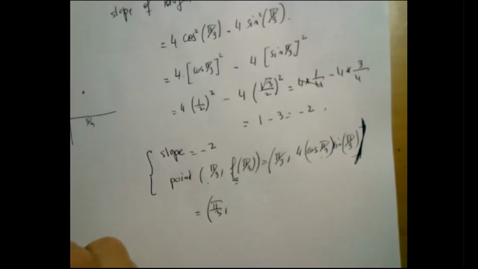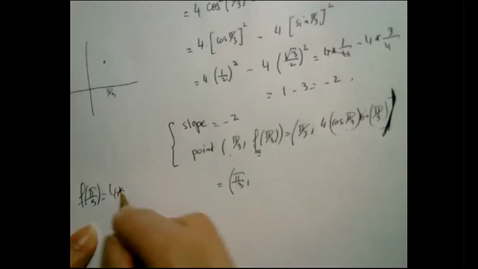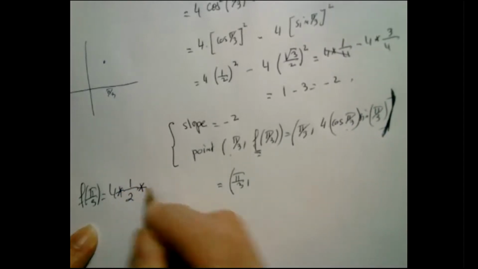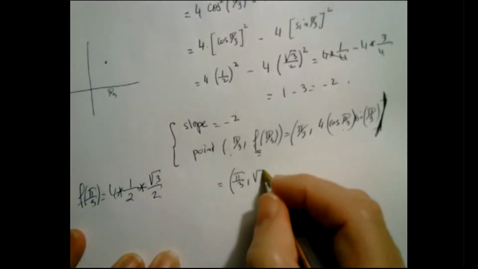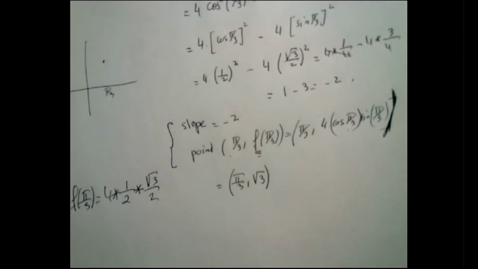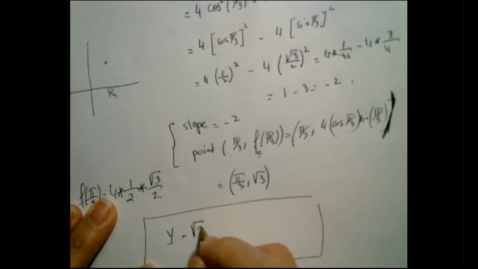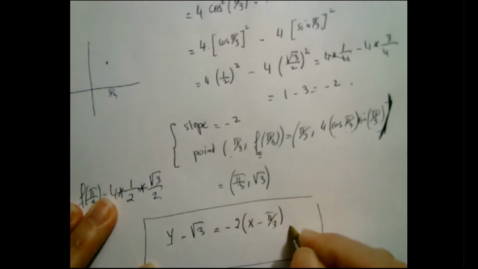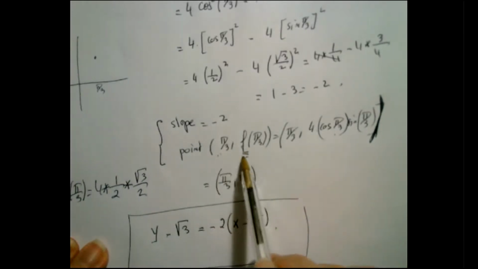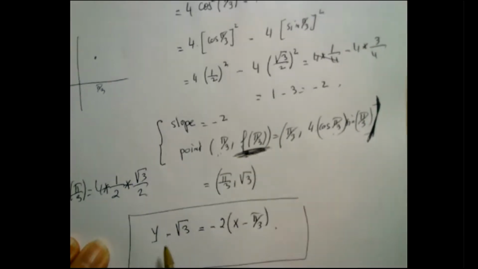So let us compute f of pi over 3 here. This would give me 4 times cosine pi over 3, which is a half, times sine pi over 3, which is the square root of 3 over 2. If I multiply those out, I end up with the square root of 3. So the equation of the tangent line is y minus the square root of 3 equals minus 2 times x minus pi over 3. Be very careful. The point is pi over 3 and the function value. Here it's not the derivative at pi over 3, it's the value of the function itself at pi over 3.